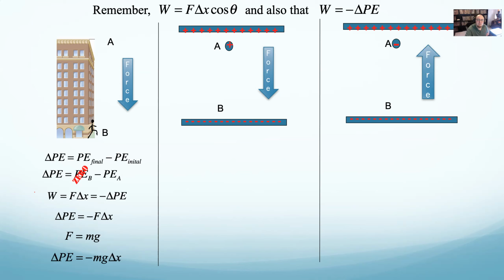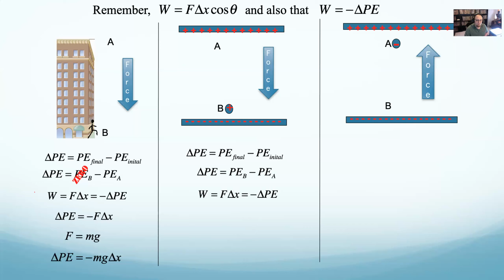But I can use this logic. If I use this exact logic, I can say that when this guy moves downwards, the change in potential energy is the potential energy of B minus A. And work is force times displacement, or negative change in PE. Well, I can also say that the change in potential energy is negative Fx. But here F was QE. And so I can say the change in potential energy is QE, the displacement, with a negative sign.